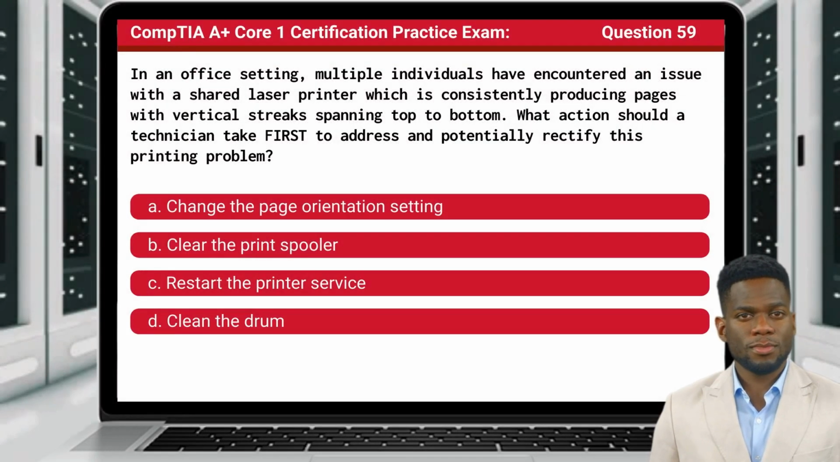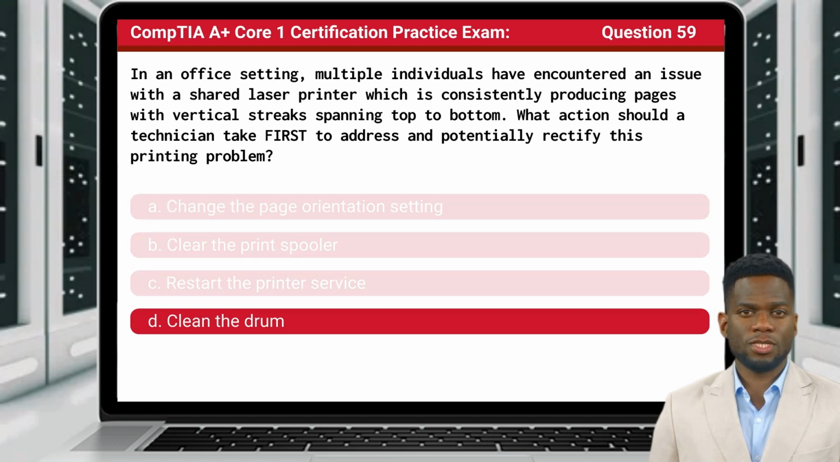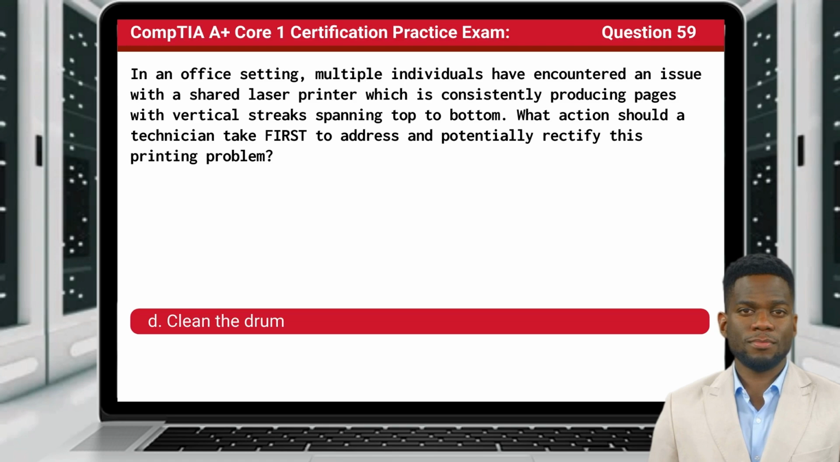Question 59. In an office setting, multiple individuals have encountered an issue with a shared laser printer which is consistently producing pages with vertical streaks spanning top to bottom. What action should a technician take first to address and potentially rectify this printing problem? The answer is D, clean the drum.